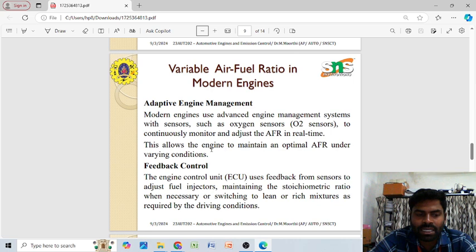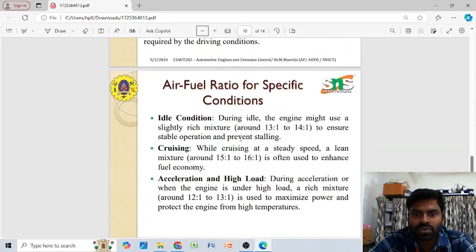So this feedback system is attached and continuously sends feedback so that we can set the stoichiometric value as 14.7 to 1, where 14.7 is the quantity of air and 1 is the quantity of fuel in the air fuel mixture. And next, the air fuel ratio for a specific condition. In the idle condition, the engine might use a slightly rich mixture around 13.8 to 1 or 14 to 1 to ensure stable operation and prevent stalling.